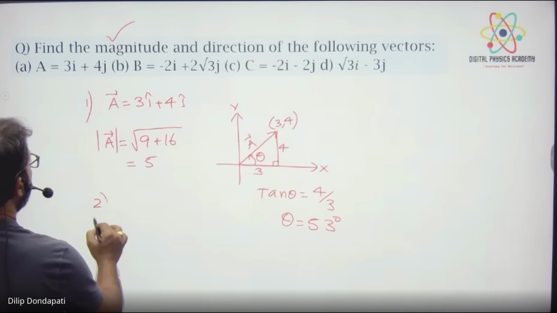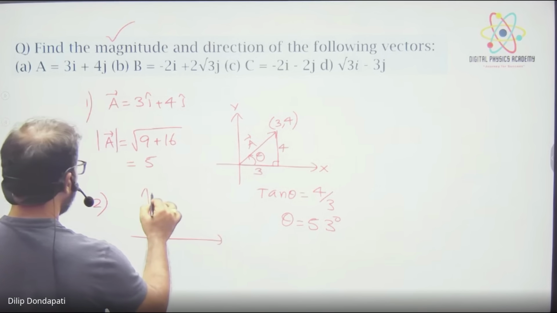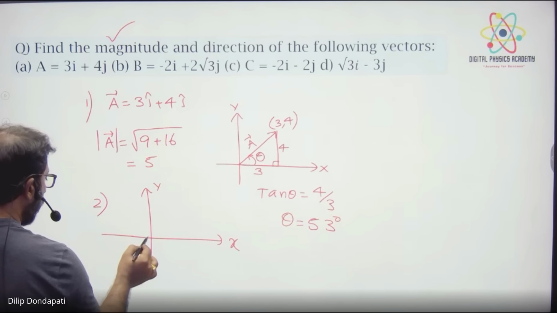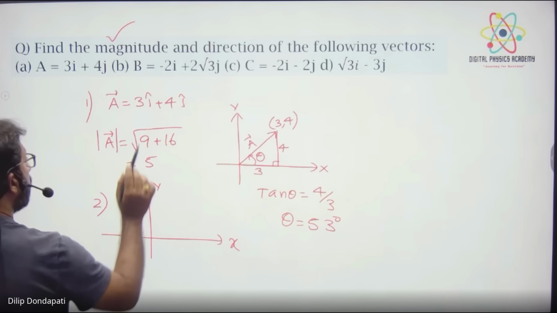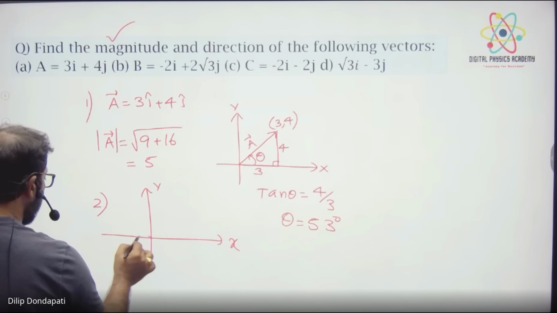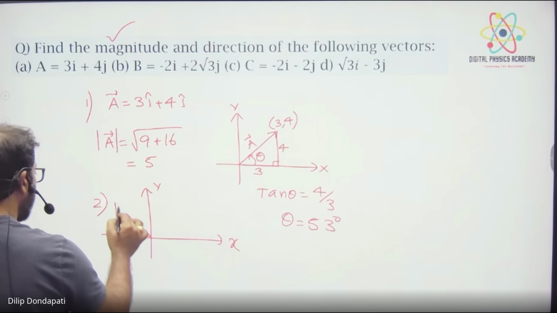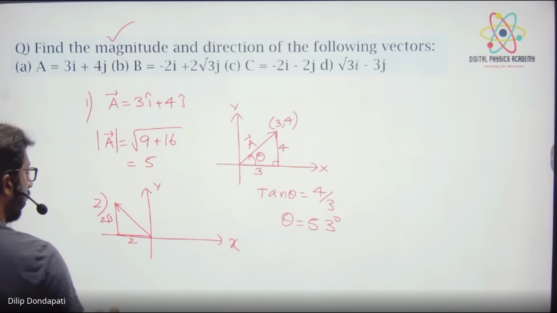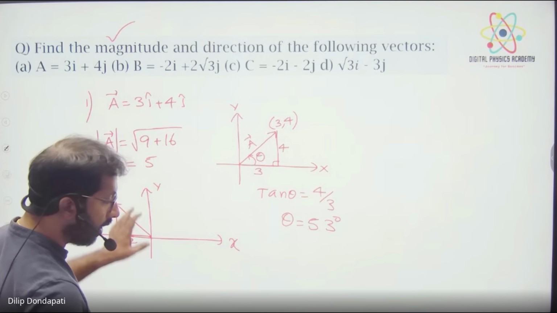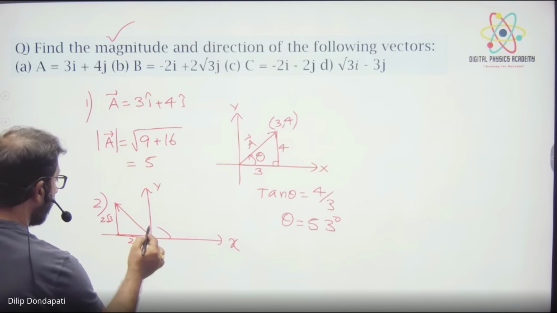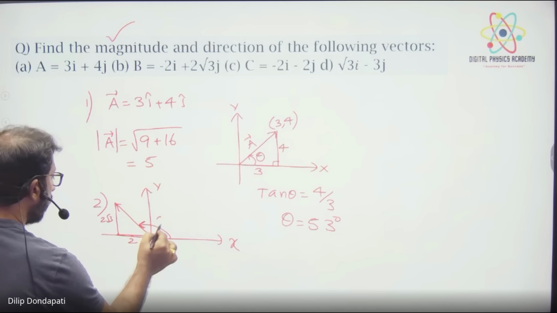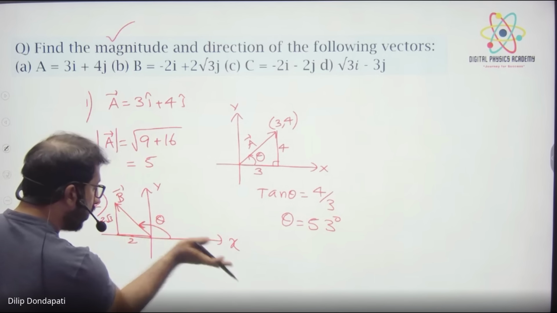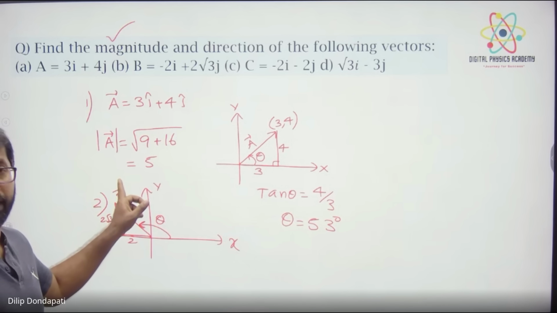Look at the second one. Y-axis, x-axis. Minus 2 i cap means in x you go negative, minus 2, and then plus 2 root 3 j. The vector is like this, right? So this is 2, this is 2 root 3. I want the angle from the positive x-axis to this vector B. How much angle is the B vector making? Sir, 120 degrees.